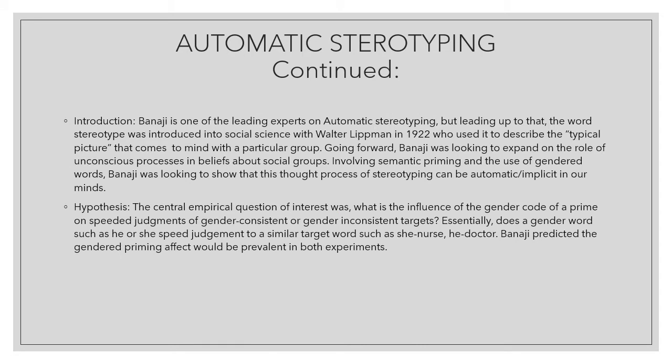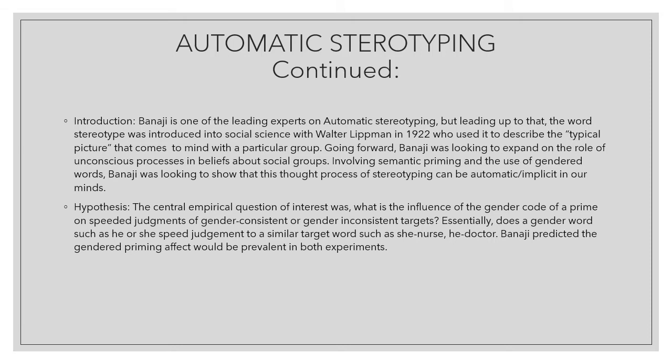Banaji is one of the leading experts on automatic stereotyping, but leading up to this, the word stereotype was first used in 1922 by Walter Lippmann, and he used it to describe the typical picture that comes to mind with a particular group. So that's a pretty good definition of what a stereotype is. But back in 1996, Banaji was looking to expand on the role of unconscious processes in our beliefs about social groups. To do this, she used a process called semantic priming.